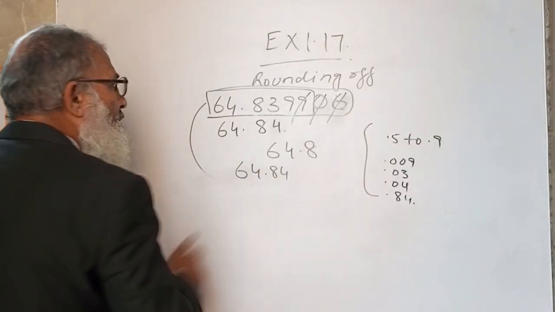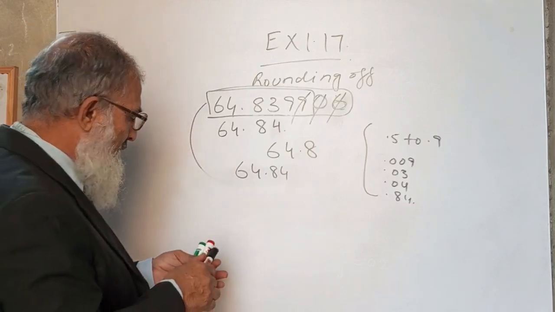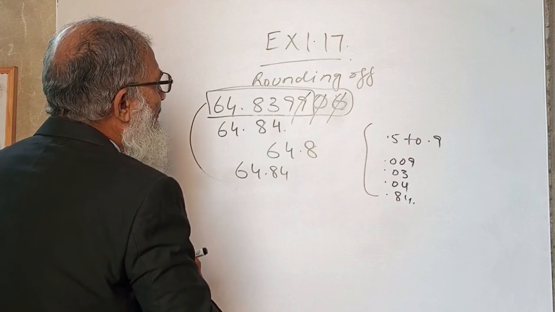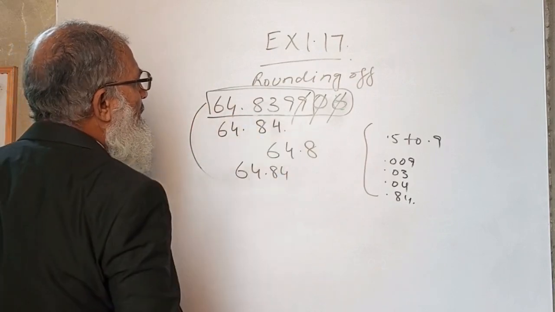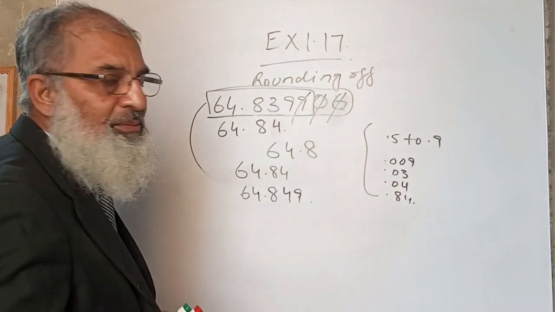One more question, for three decimal places, significant to three decimal places. Now what do we do? The example is the same. We have to convert it to three decimal places. Now this is up to three decimal places.